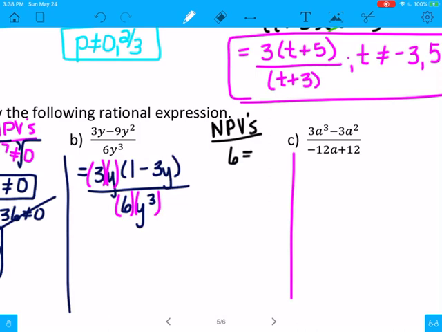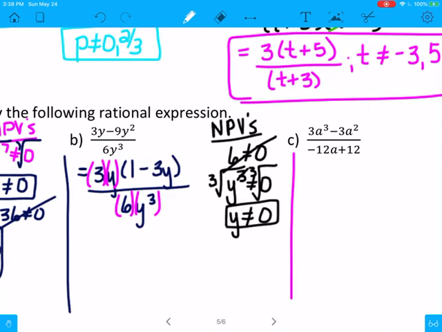So I have 6 cannot equal 0, which is true, but doesn't get me an NPV. And then I get y cubed cannot equal 0. Take the cube root of 0, just like the 7th root of 0, and you get y cannot equal 0. All right, so now I see if I can cancel. I have a y and a y cubed by itself. I have a 1 minus 3y up here. Is there a 1 minus 3y in the denominator? No. So that 1 minus 3y is staying for life.